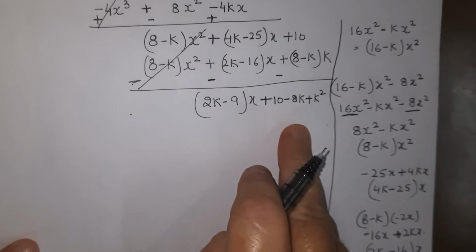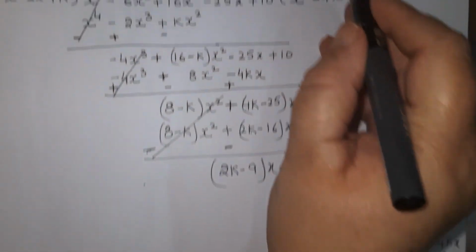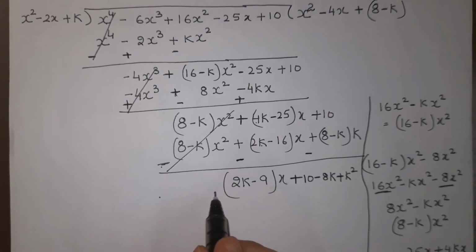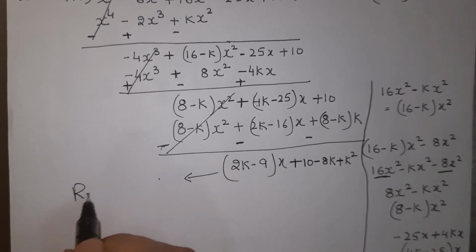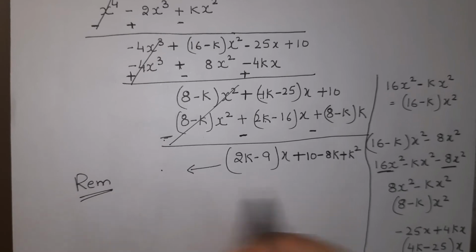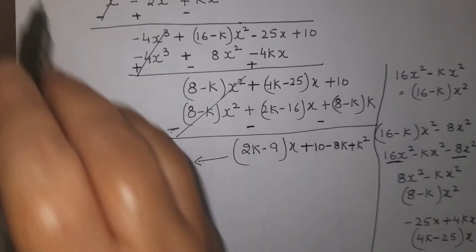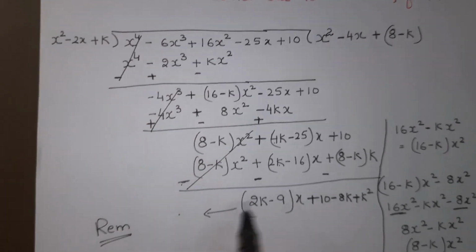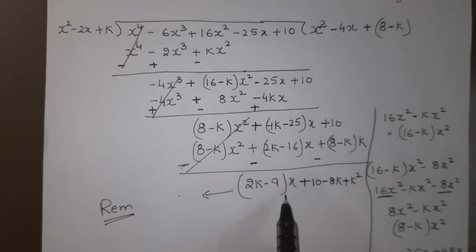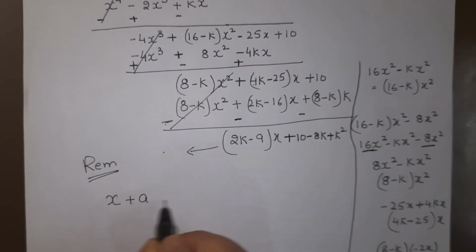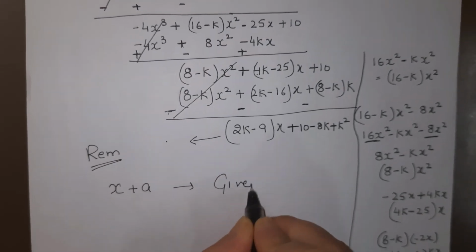Now see, according to the question, the remainder is x plus a, but we are getting this as the remainder. Why is this the remainder? Because we are getting the degree less than the degree of the divisor. So this is our remainder. So we have to compare it with x plus a. x plus a is the given remainder.